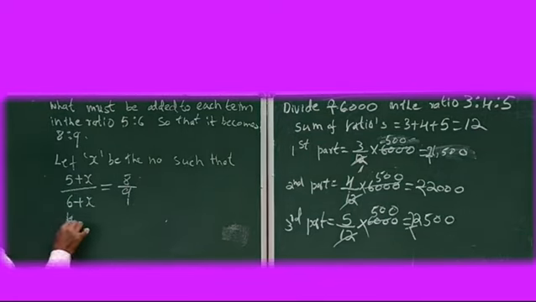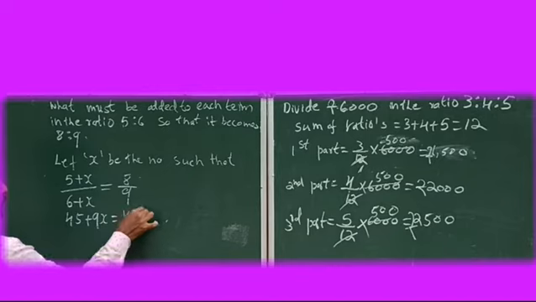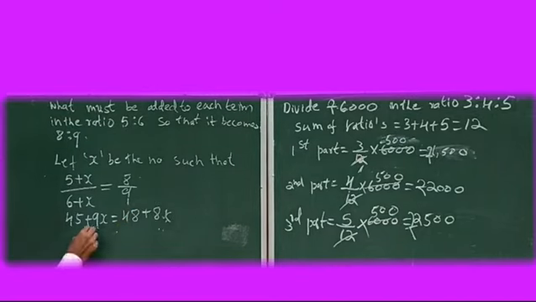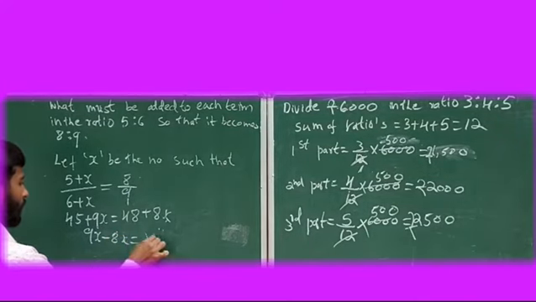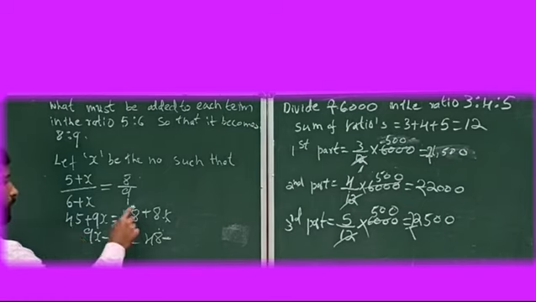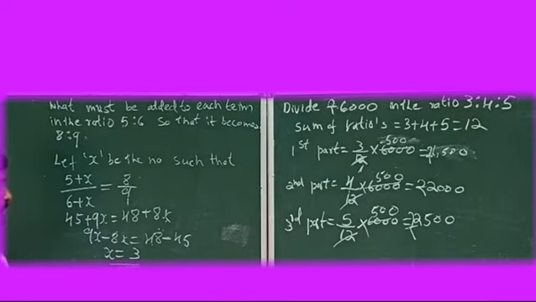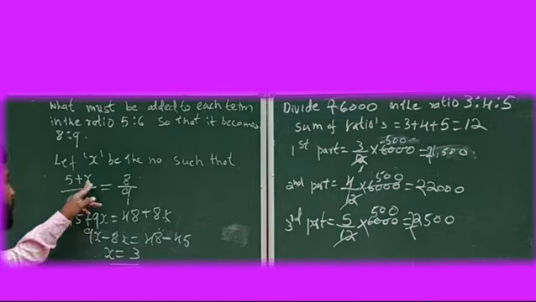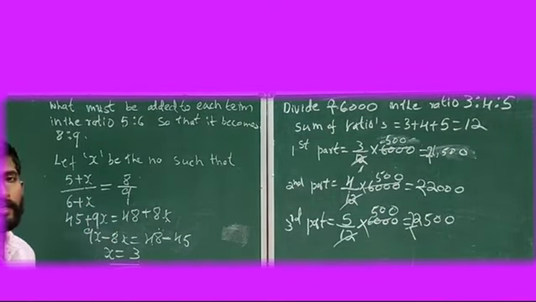So cross multiply: 45 plus 9x is equal to 48 plus 8x. 9x minus 8x, shifting 8x to the LHS, equal to 48 minus, shifting 45 to RHS, 45. Here x is remaining, 48 minus 45 is equal to 3. Therefore, number is 3. If you add 3 to both sides of these ratios, you will get new ratio 8/9.